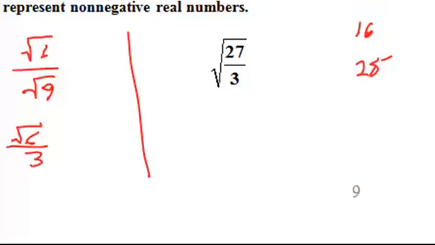Next one. Is 3 a perfect square? Is our denominator a perfect square? No. Then we are not going to break them apart, because if we do, we're going to be stuck with a radical in the denominator that you don't know how to get rid of. So we're going to simplify our fraction and hope that that helps. What's 27 divided by 3? 9. So now we get the square root of 9, which is 3.